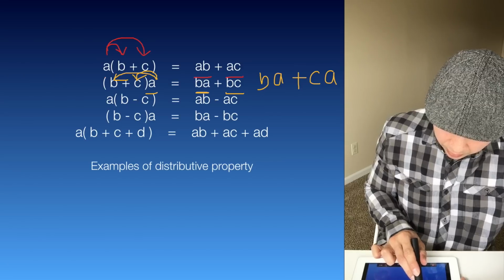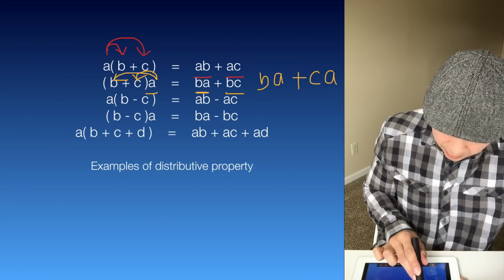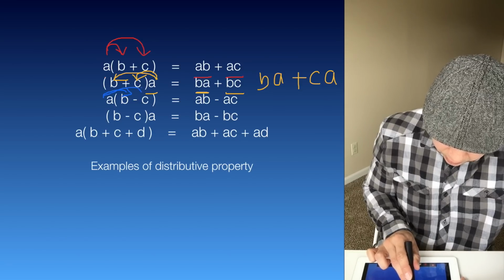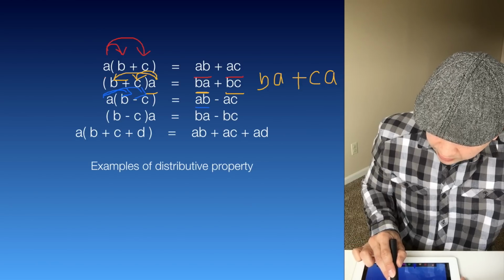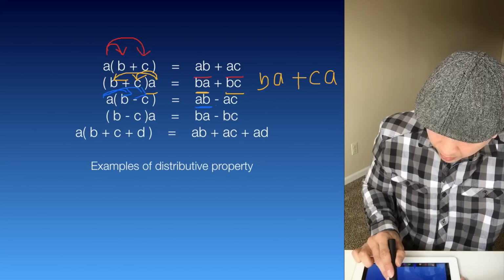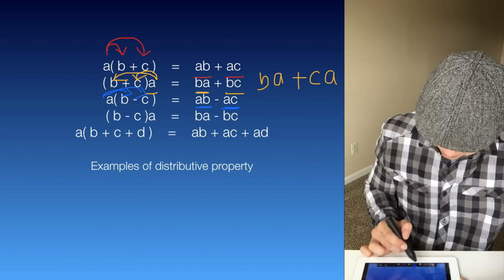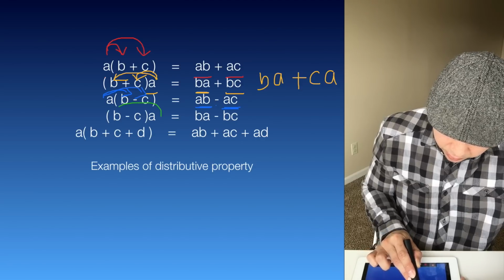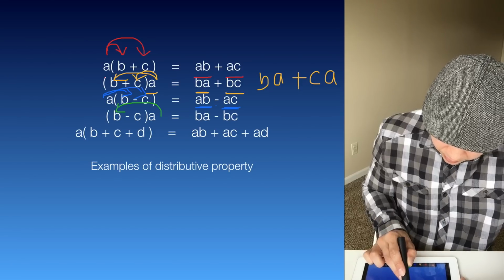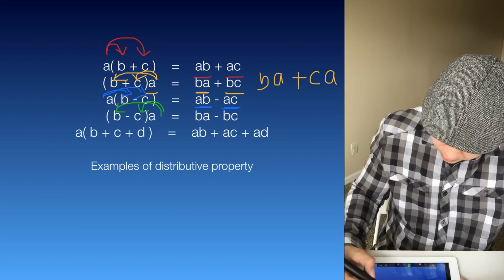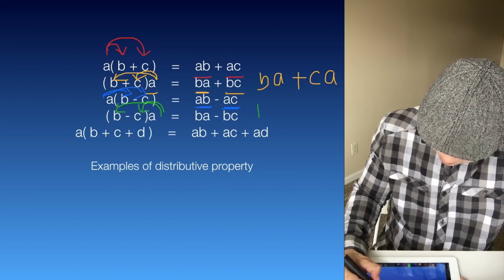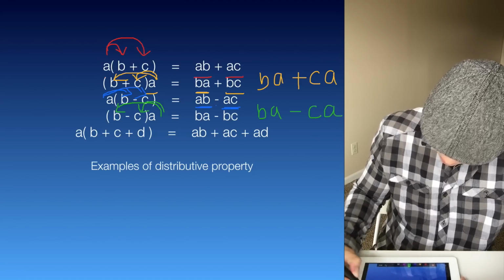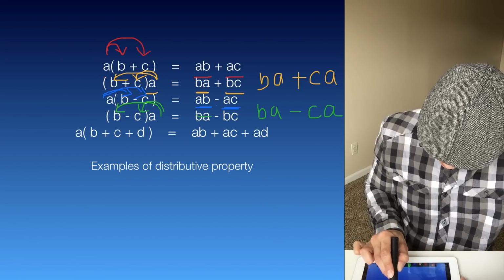So now here we have b minus c times a. So we can distribute a to b, and then we distribute a to c. So we have a times b minus a times c. Now we can distribute a to b, and then distribute a to c. So that gives us ba minus ca.